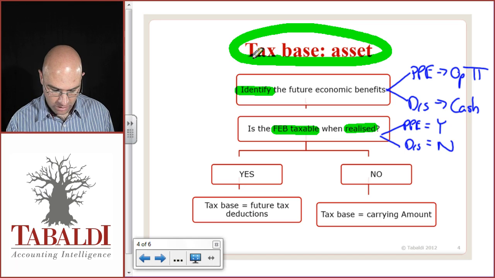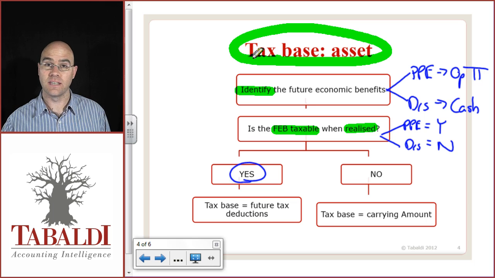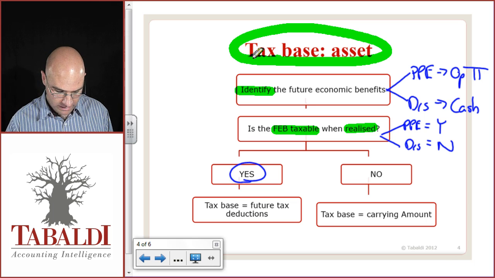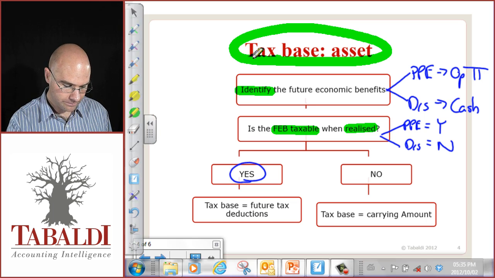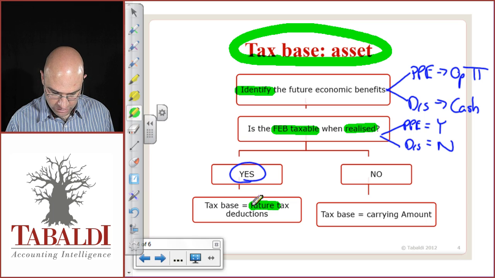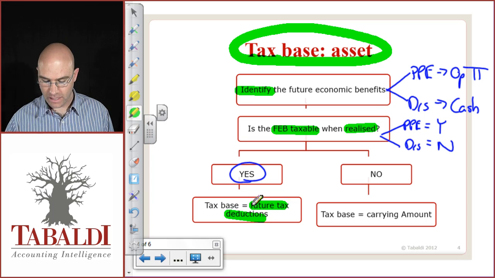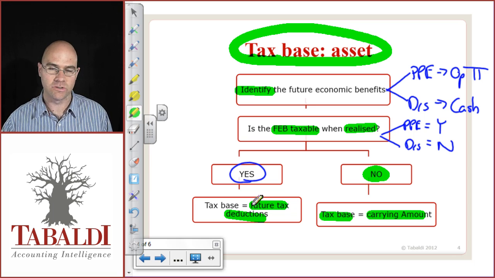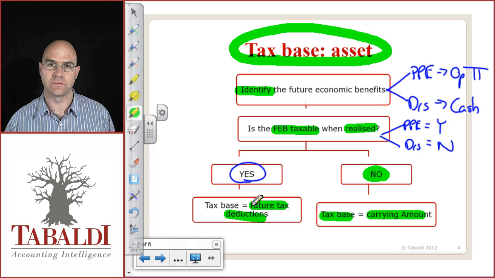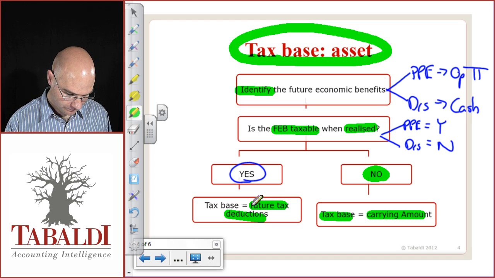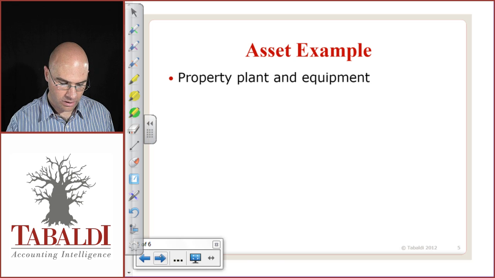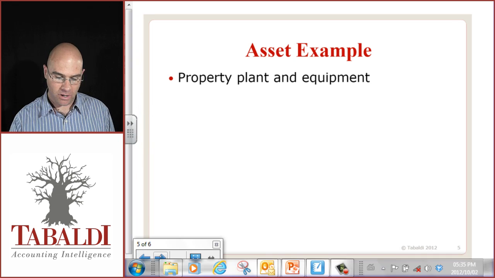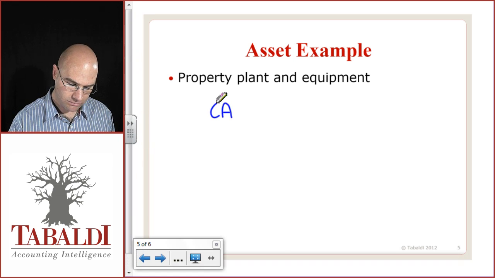So let's look at those two scenarios. If it was yes, as is the case for PPE, then the tax base will equal the future tax deductions. If it was no, then the tax base equals the carrying amount, as we are told to treat it in terms of IAS 12. Practically, let's do two of those examples. For PPE, I'm going to have a carrying amount. Let's do a little example.